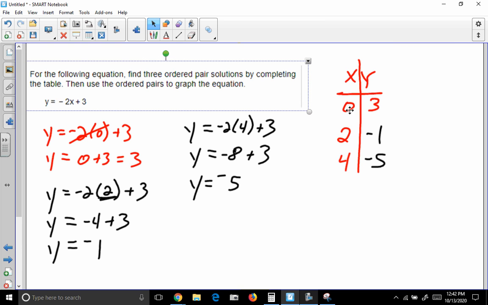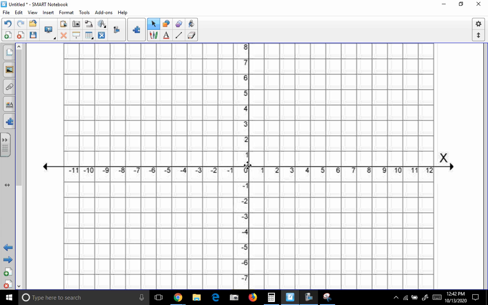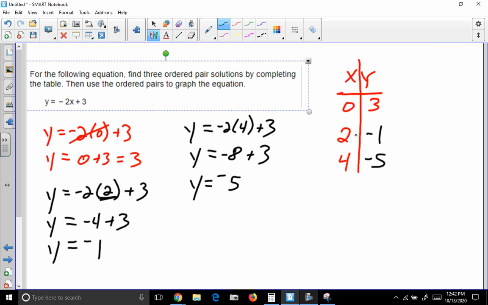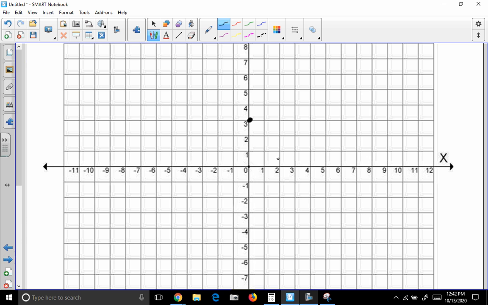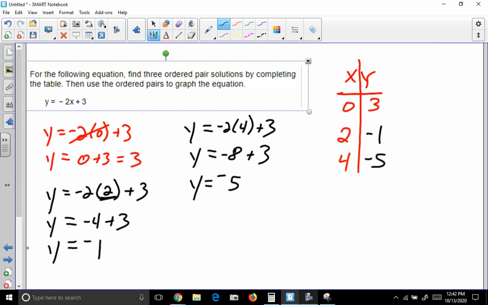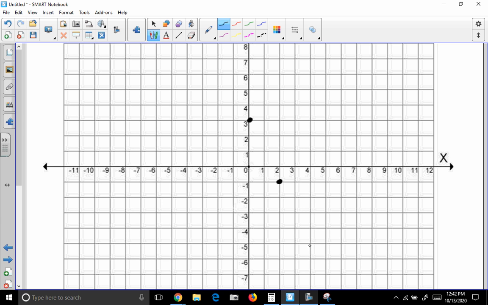So we have the ordered pair 0, 3. So over none, up 3. Then we have 2, negative 1. So over 2, down 1. Then 4, negative 5. So over 4, down 5.